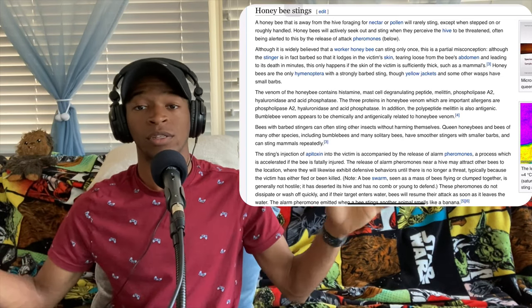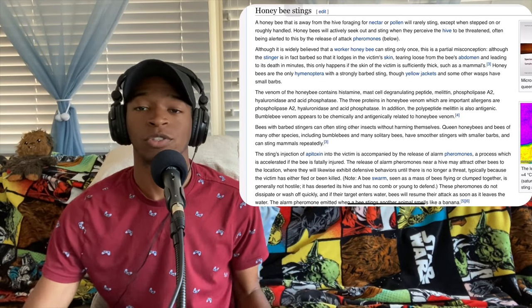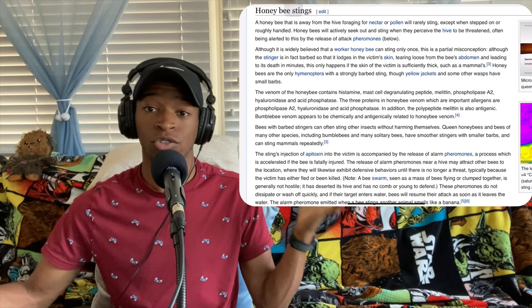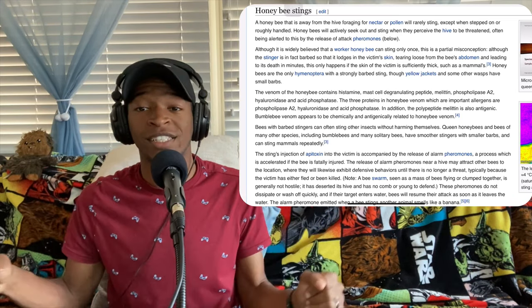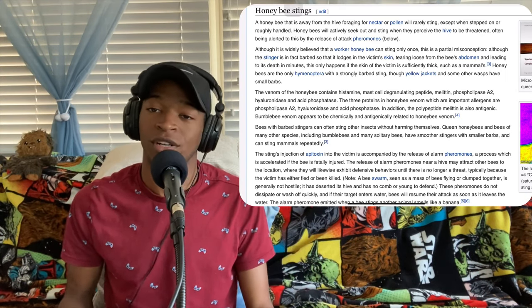Okay, so if they're out, they're just doing their job, you're seeing them hanging out in flowers, they're probably not just going to come up and straight sting you. But if there's a hive in your tree and you're hanging out underneath your tree and they perceive you to be a threat, which you big ass because you are, then that's when they start getting into sting mode.